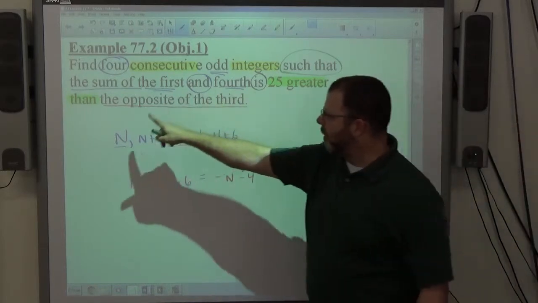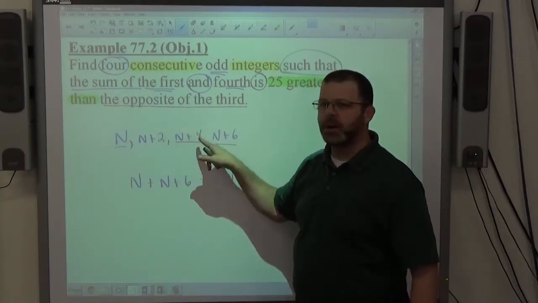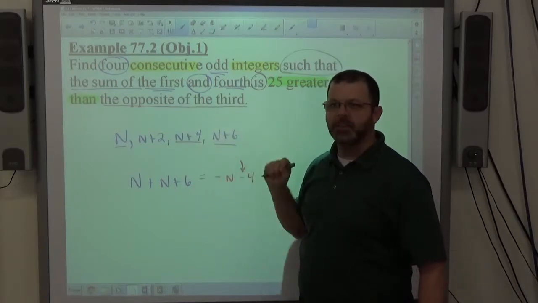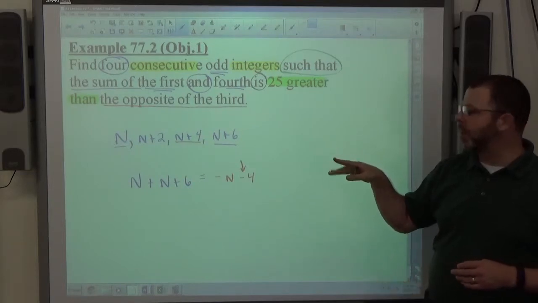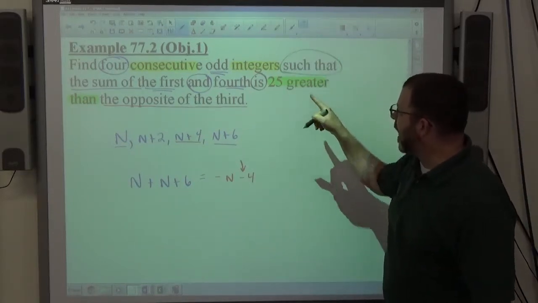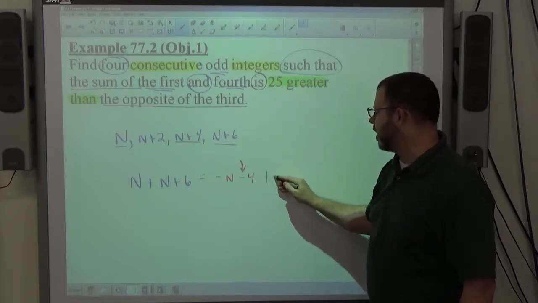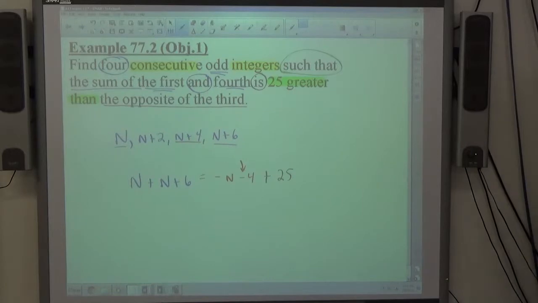So minus n is the opposite of the first. Minus n minus 2 is the opposite of the second. Minus n minus 4, opposite of the third. Minus n minus 6, opposite of the fourth. So again, multiple object things, which happens a lot in these problems, make sure you change both signs. And then finally, the 25 greater than happens after the word is, so the right-hand side gets fixed. Put a plus 25 at the very end. Okay, just like that, we created our equation.